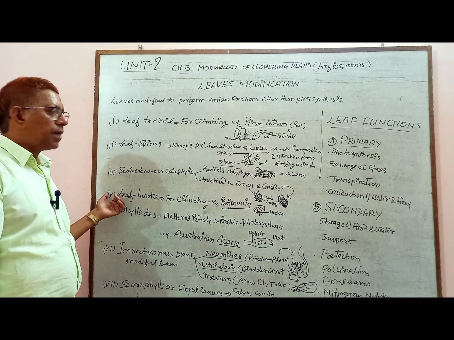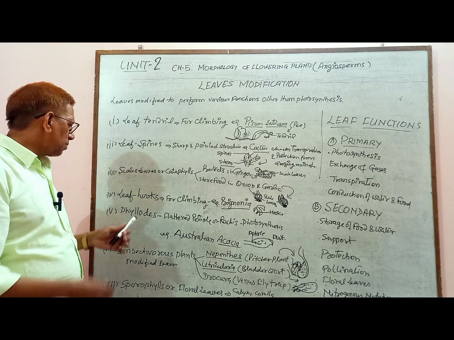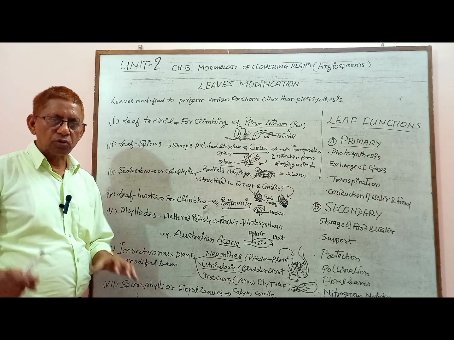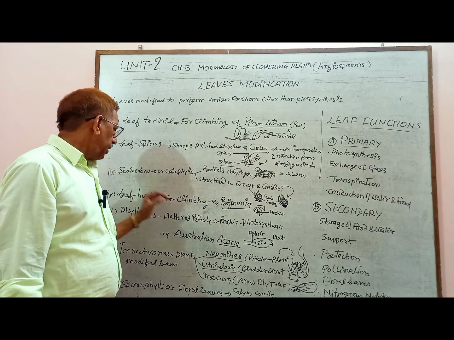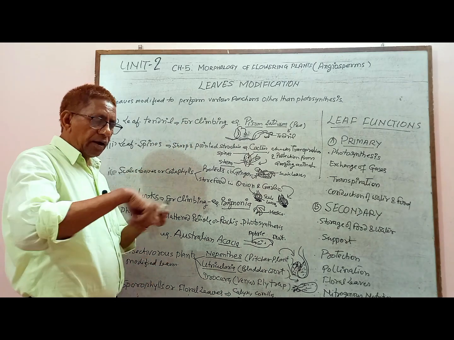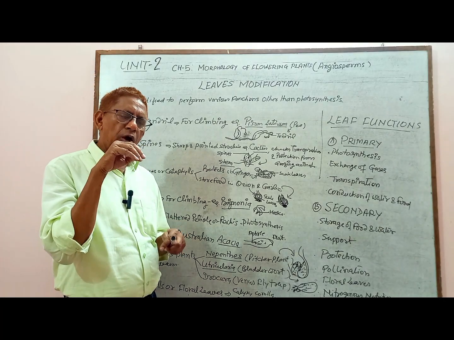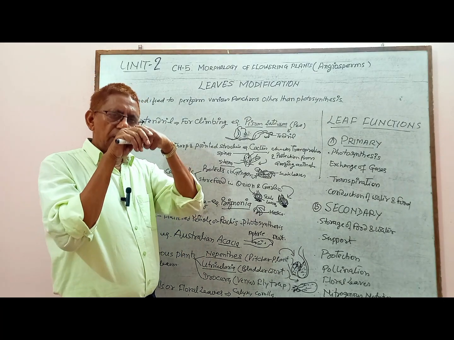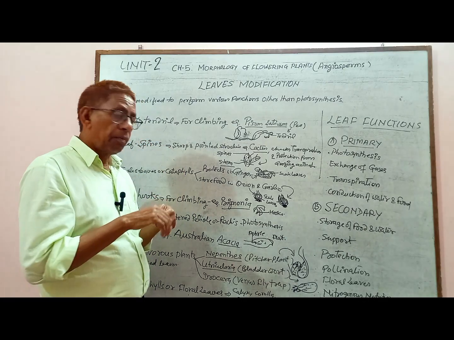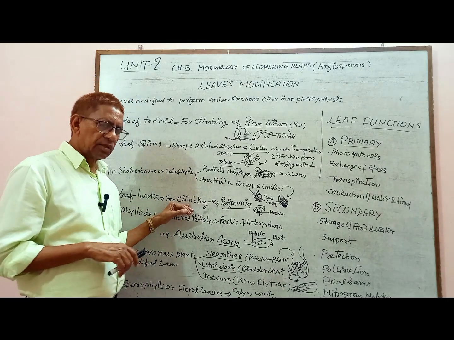Then the fourth type of modification of the leaf is the hooked leaf, because a leaf is modified into hooks. When the leaf is modified into hooks, they are like a tendril. Tendrils get encircled over the object. Here they make a groove-like structure, which also helps in climbing or ascending the plant body. But here they make a hook-like structure on which they climb.